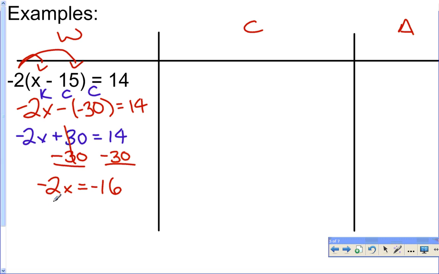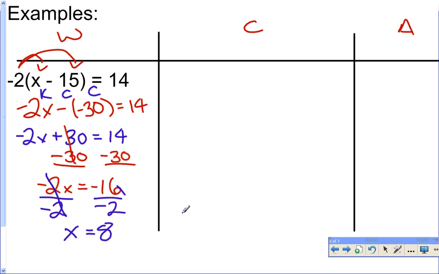Now we just have a one-step equation. -2 times x. Do the opposite. Divide by -2. -2 over -2 is 1. So my answer is x equals a negative divided by a negative, don't forget, is a positive. So -16 divided by -2 is +8.